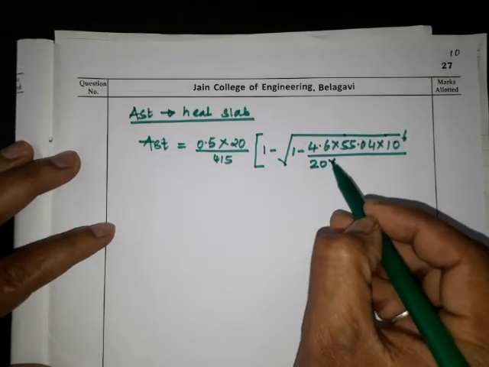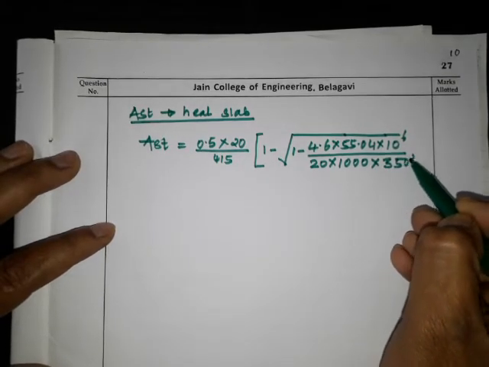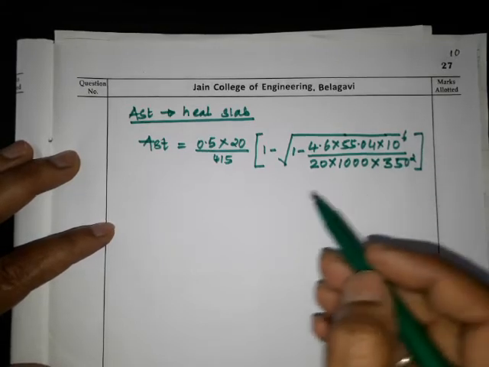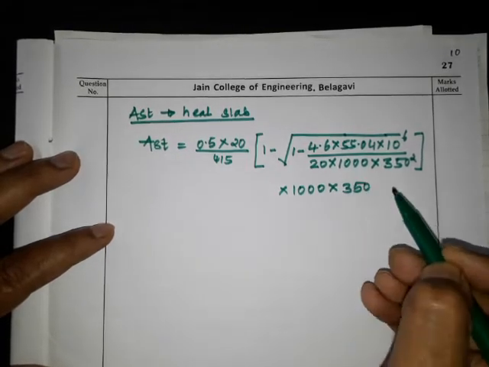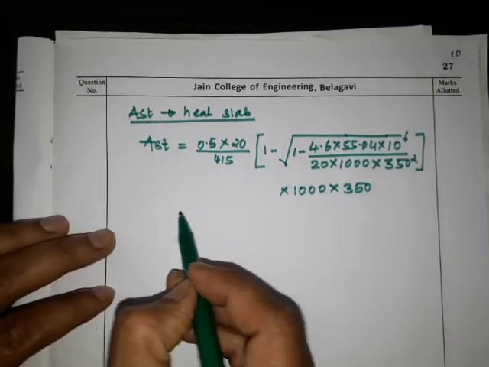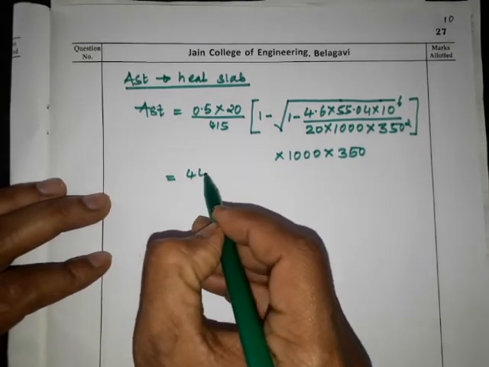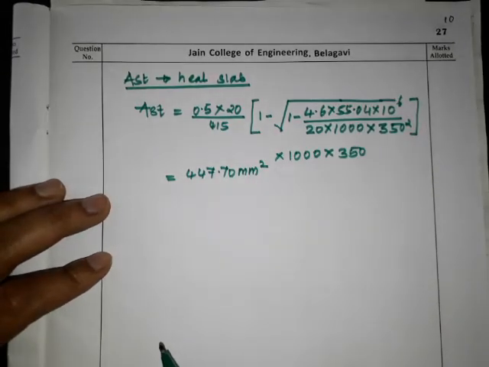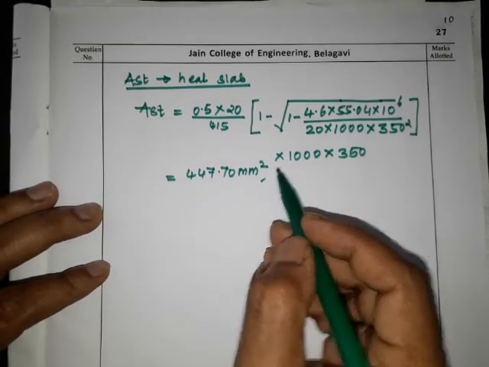fck is 20, b is 1000 considering 1 meter strip, depth is 350 because total depth is 400, so the effective depth is 350. So again b is 1000, d is 350. Okay, so this is regarding AST. So we get this as 447.70 mm square.